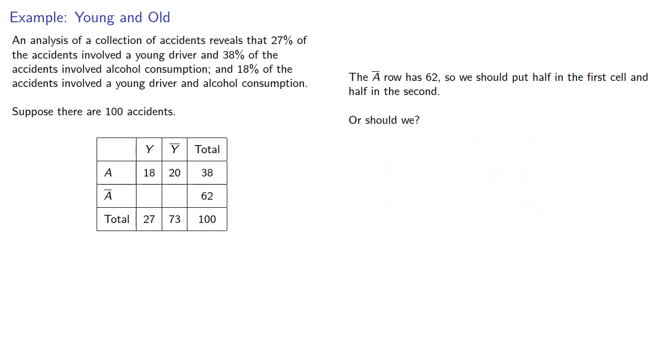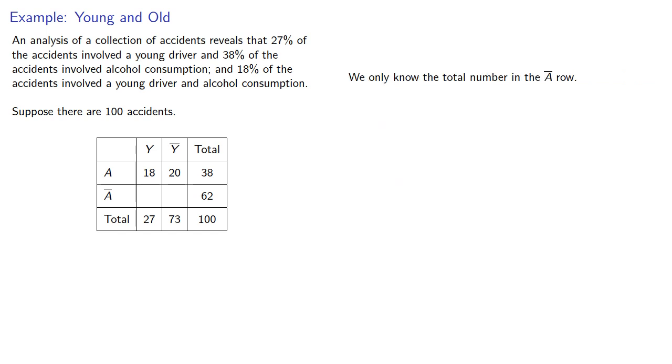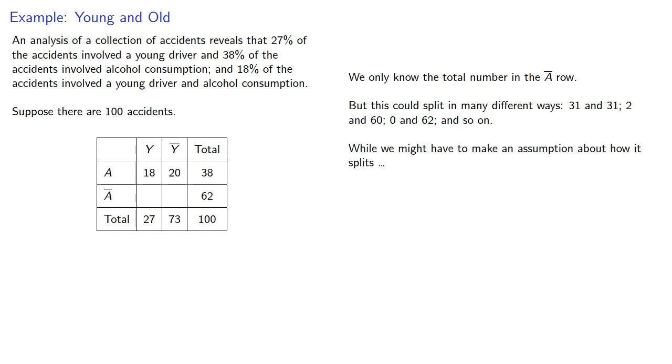Or should we? $20 on the table. Are you willing to guarantee it? Because if you're not willing to risk $20, are you willing to risk your job? We only know the total number in the A complement row, but we could split this in many different ways: 31 and 31, 2 and 60, 0 and 62, and so on. While we might make an assumption about how it splits, we should try to avoid unwarranted assumptions.